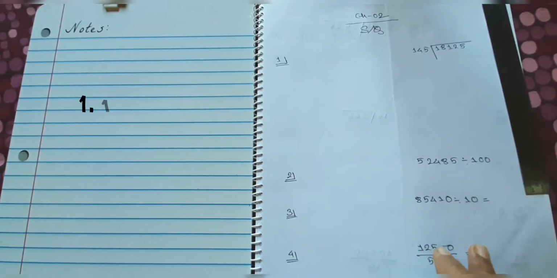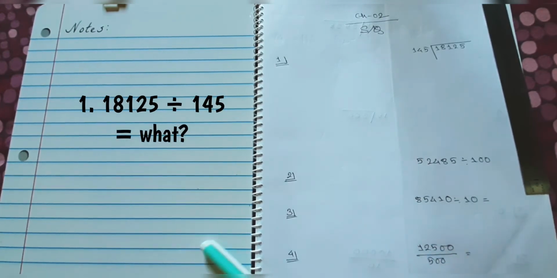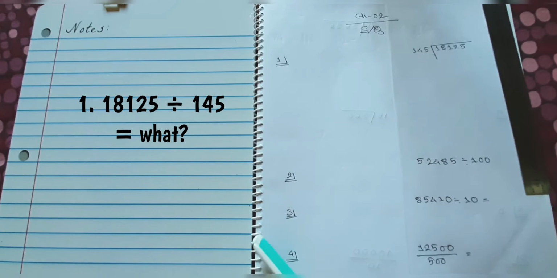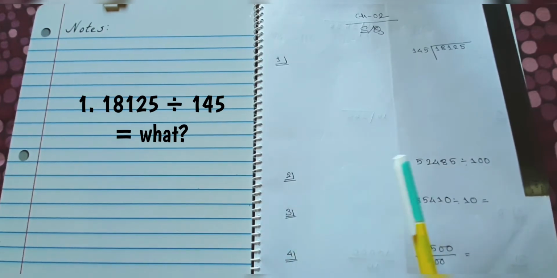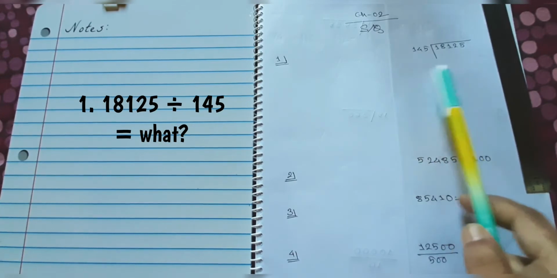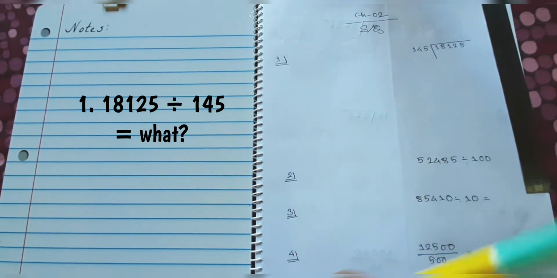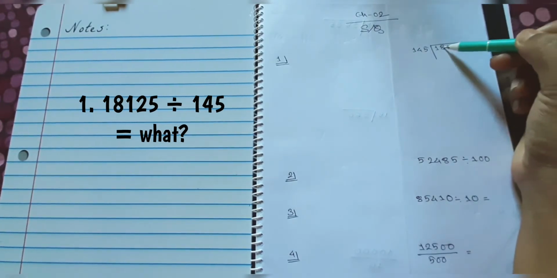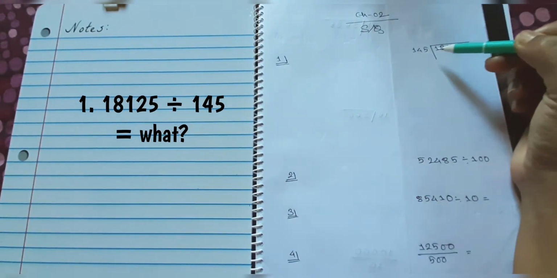The first question you can see over here is we are dividing 18,125 by 145. I have written down the rough over here, and I'm going to divide that part only with 1, 2, 3. That means 181 I'm going to take.